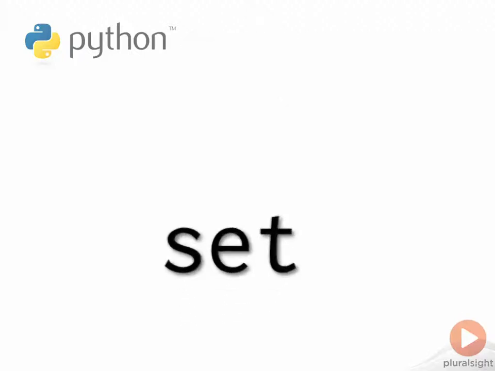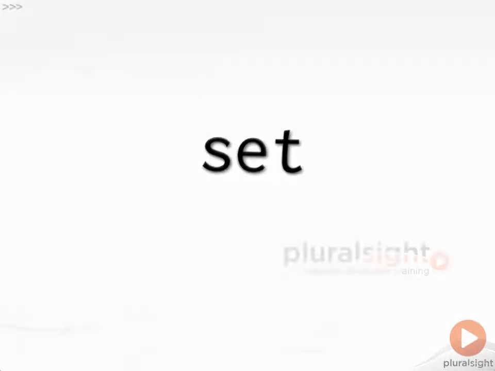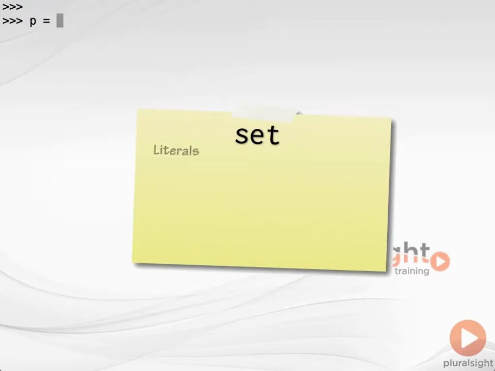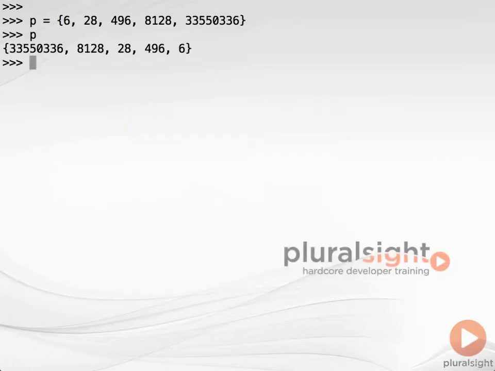The set data type is an unordered collection of unique elements. The collection is mutable insofar as elements can be added and removed from the set, but each element must itself be immutable, very much like the keys of a dictionary. Sets have a literal form very similar to dictionaries, again delimited by curly braces, but each item is a single object rather than a pair joined by a colon. Note that the set is unordered and of course has type set.